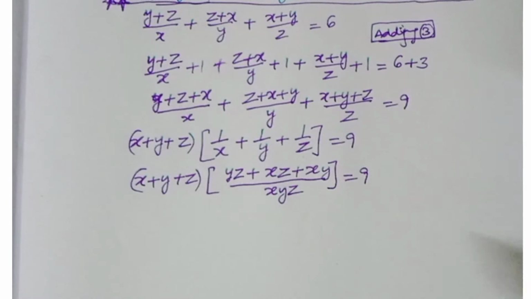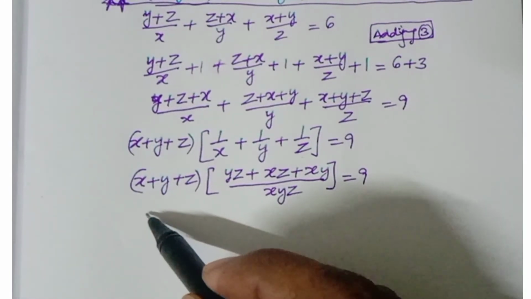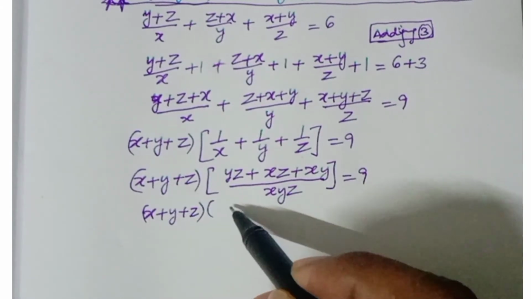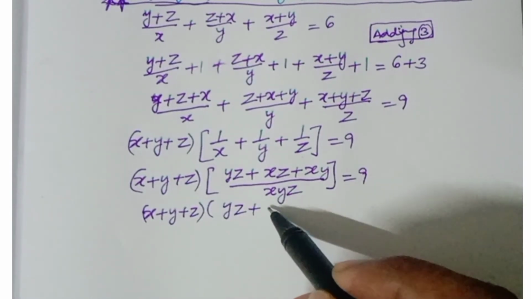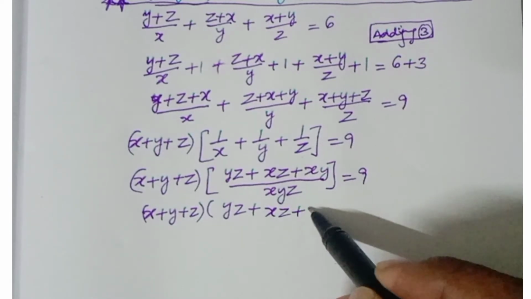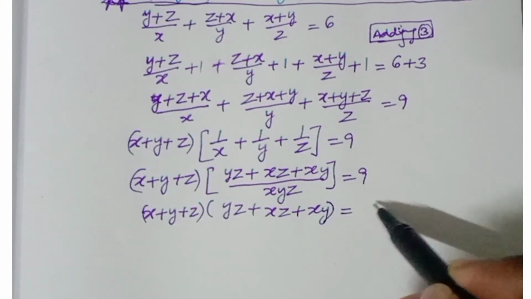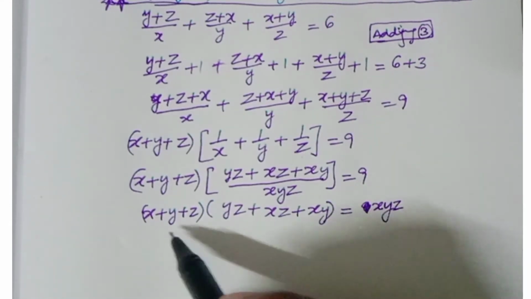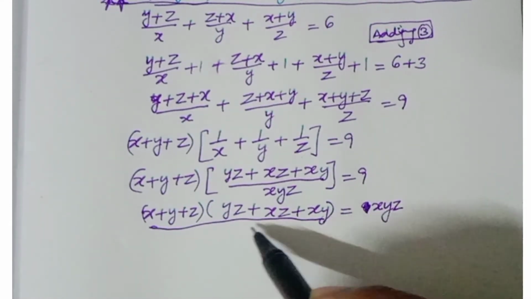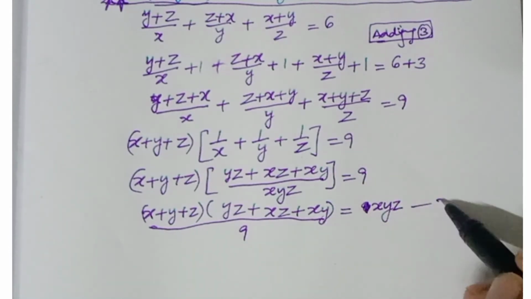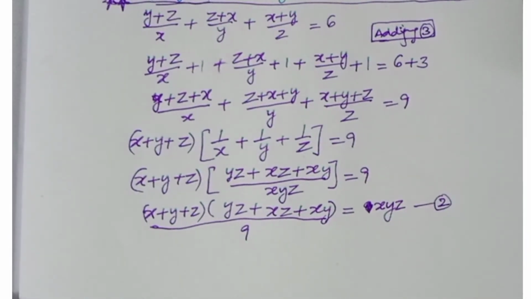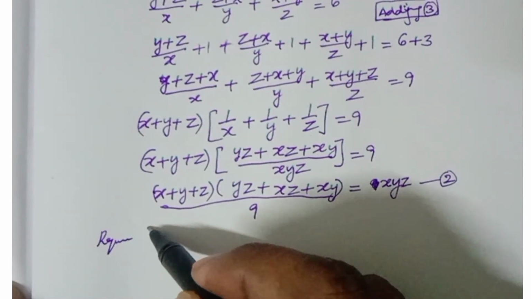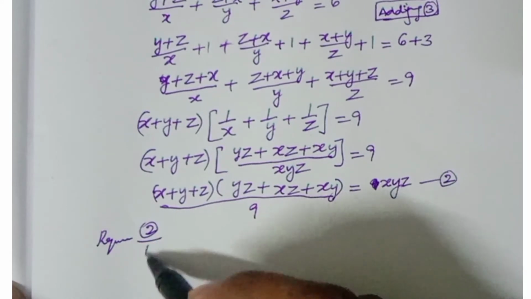Now send this xyz to that side. So (x + y + z)(yz + xz + xy) = 9xyz. Let it be the second one. Now what is required?